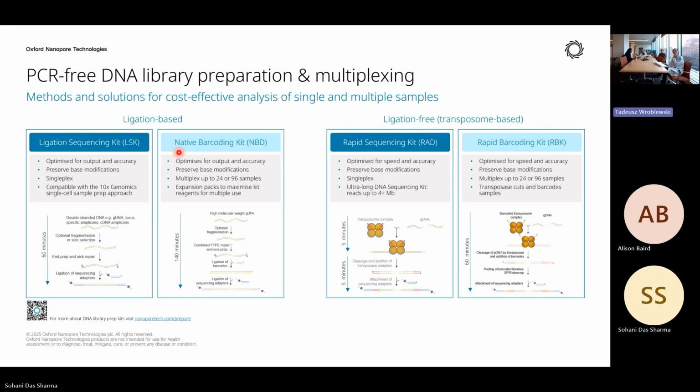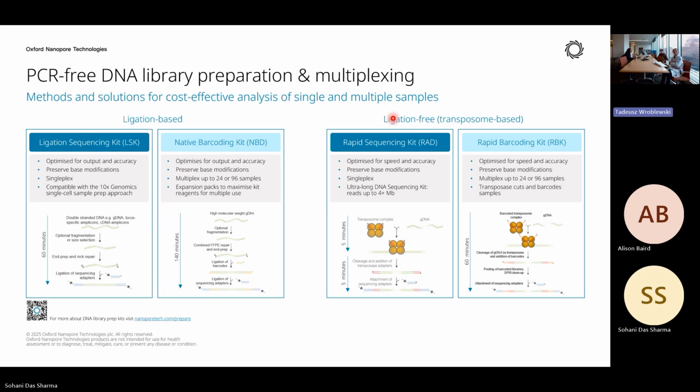Yesterday, with the native barcoding kit, we already went through all these steps. We started with a cfDNA example, and then we did the end repair using the FFPE enzyme, and then we added the barcodes, ligated the barcodes, and then ligated the sequencing adapter. And it says 140 minutes, but it is way longer than that. So I don't think this time is correct here.